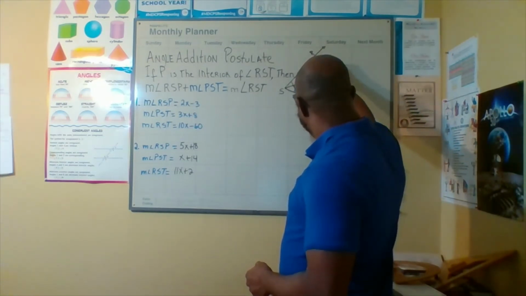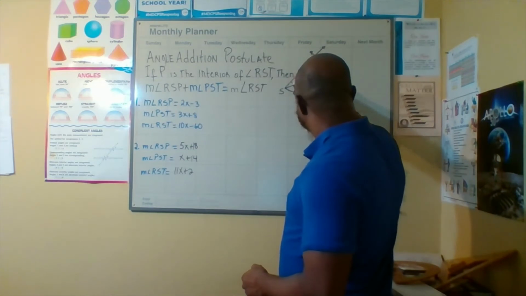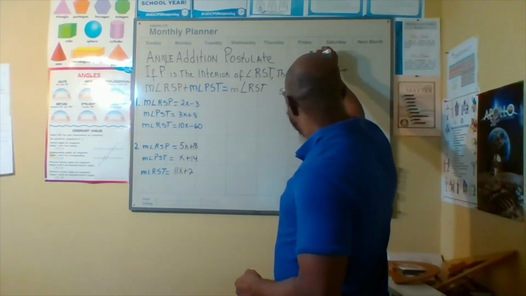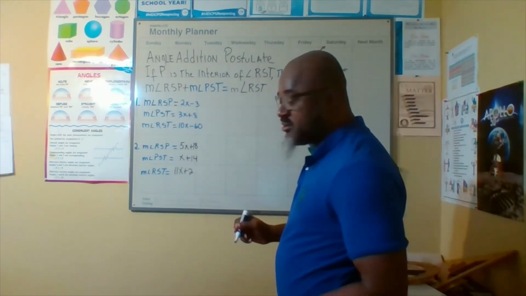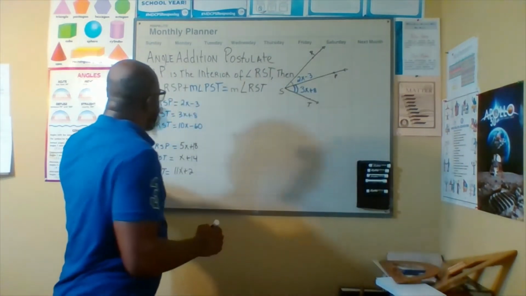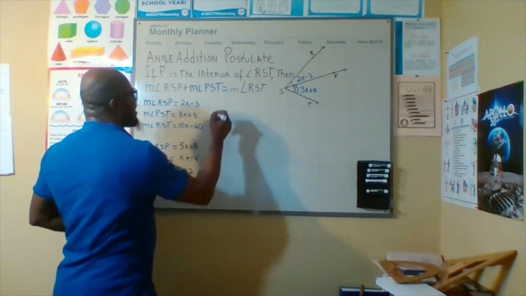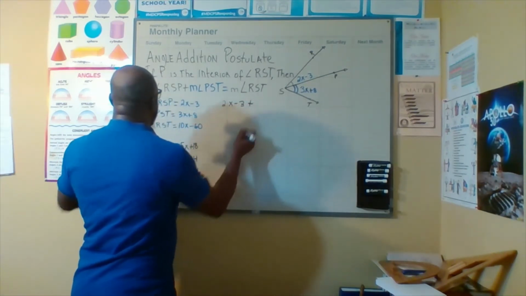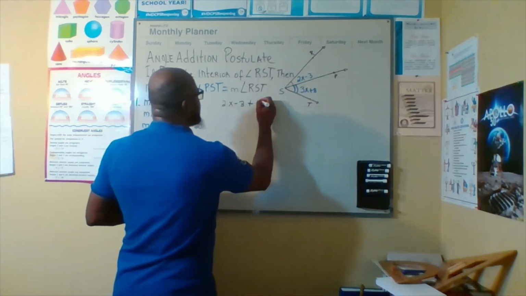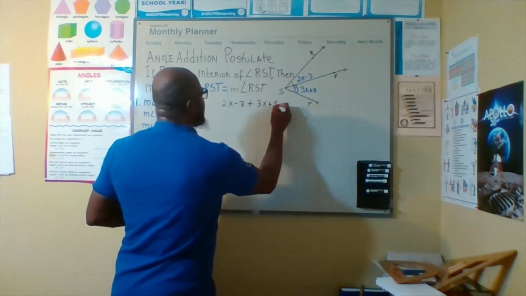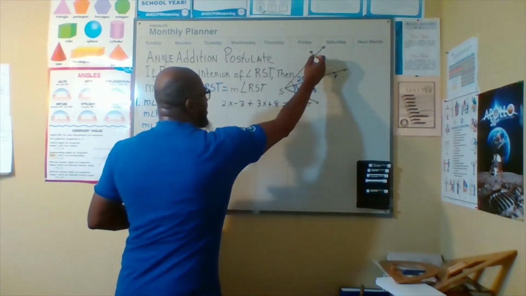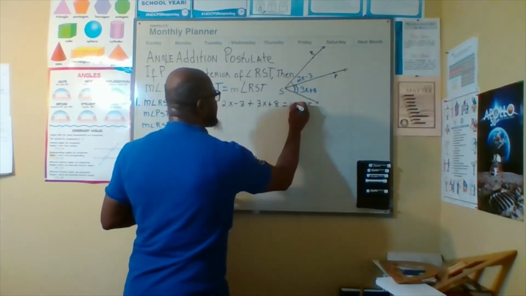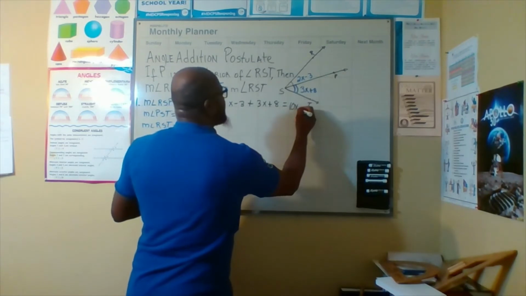So I can take this angle, which is RSP, plus PST, and let it equal angle RST, which is the big angle. In this case, they give me what RSP is. I can take angle RSP, which is 2x minus 3, plus PST, which is 3x plus 8, and I let it equal the entire angle, which is RST. In this case, RST is 10x minus 60.